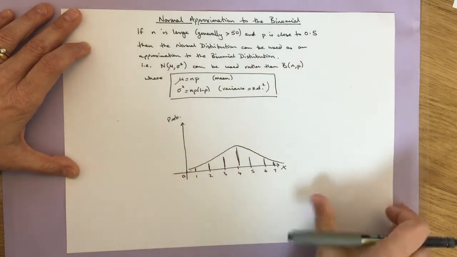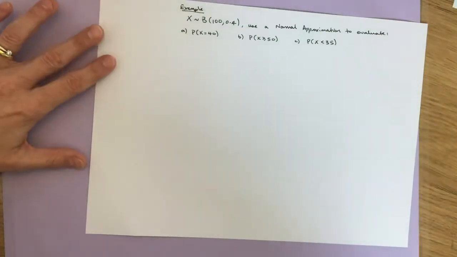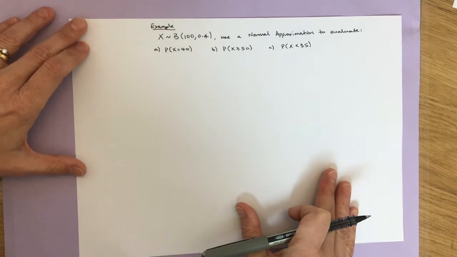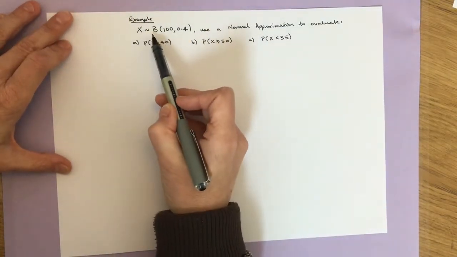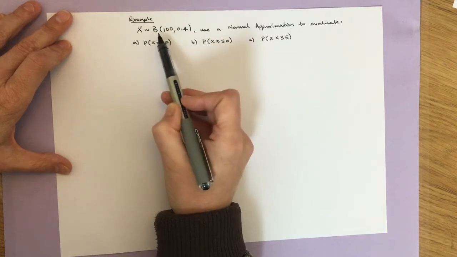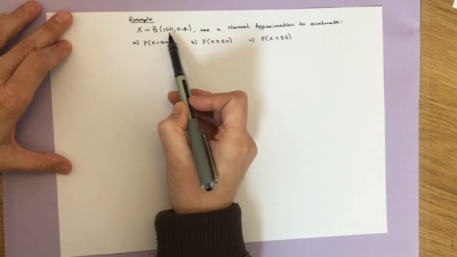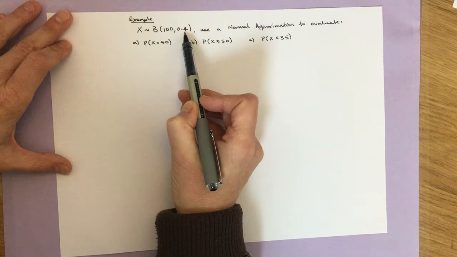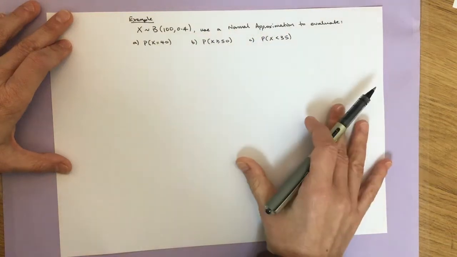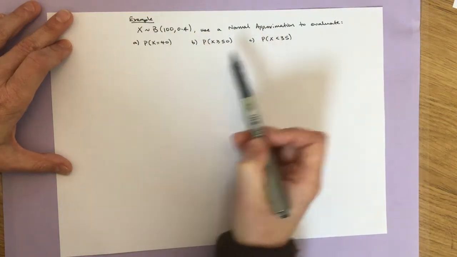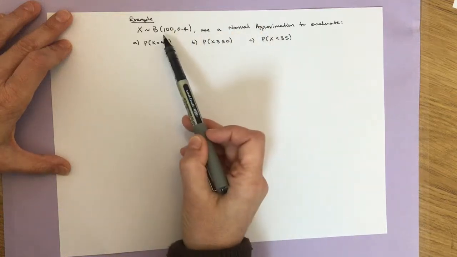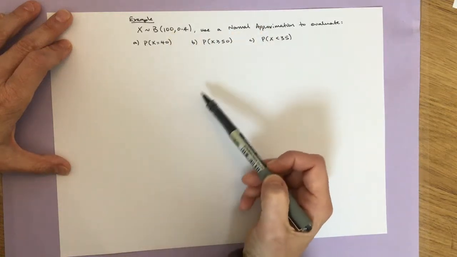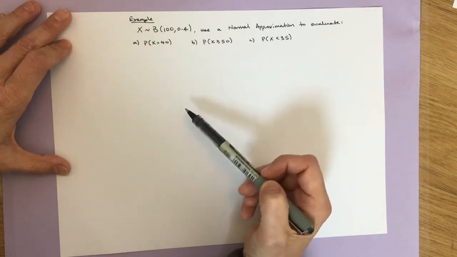Okay, let's have a look at an example. So in this example, we've got a binomial distribution. x is binomial distributed with n 100 and probability of success 0.4. And we're asked to use a normal approximation to evaluate these. What we'll do here is use this normal approximation, but we'll also do the binomial and see how good an approximation these answers give us.